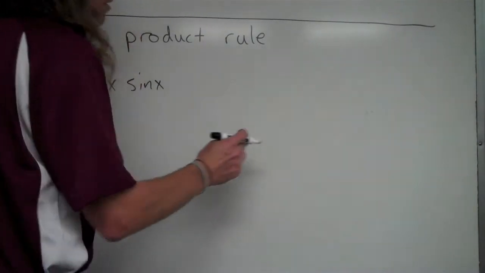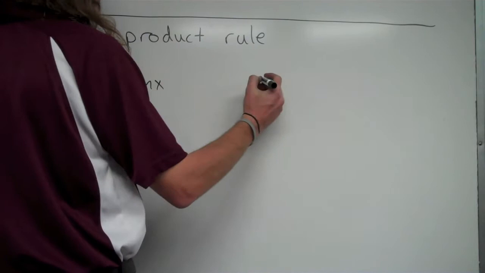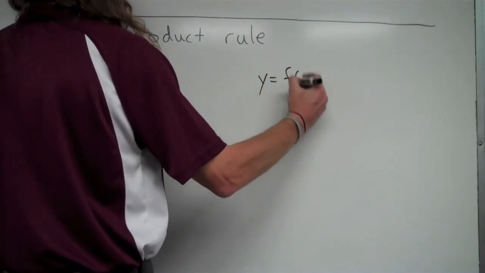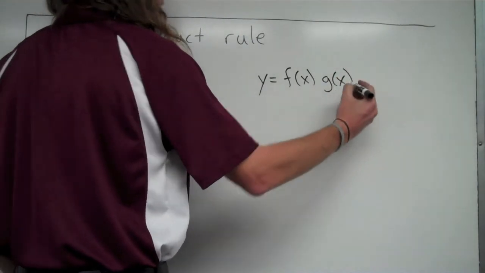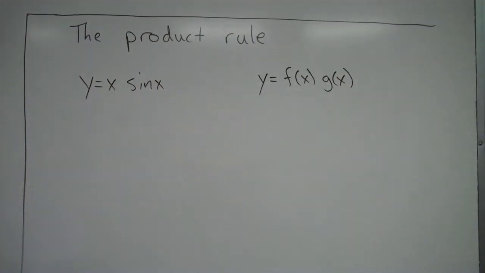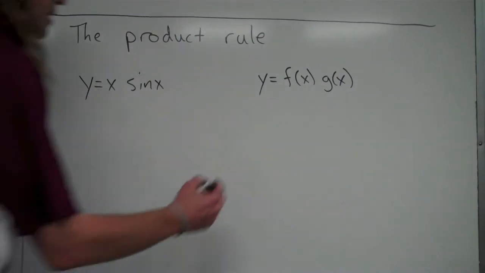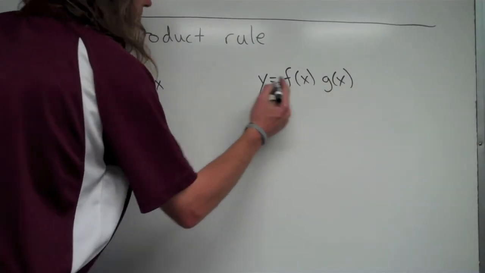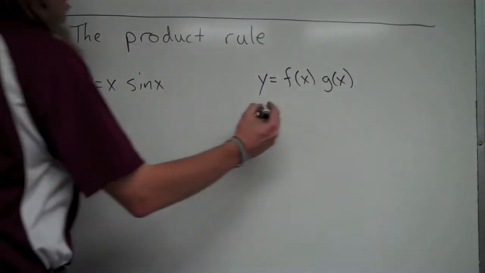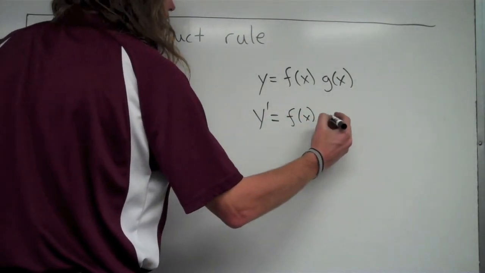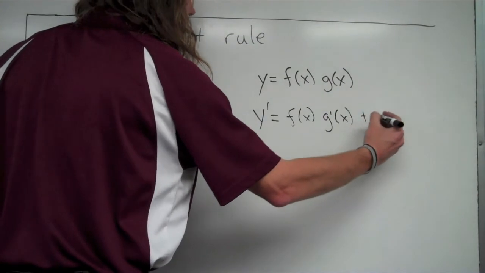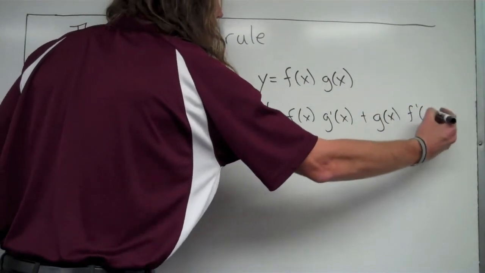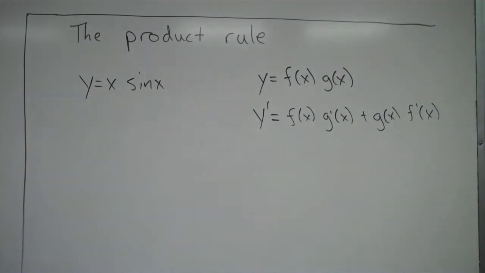So here's the product rule. I'm not going to go through and prove it right here. Maybe in another video at some point I will. For right now, I'll just say the product rule works when you have two functions multiplied by each other, so y equals f of x times g of x, if you generalize things. What the product rule says is that the derivative is f of x times g prime of x plus g of x times f prime of x. That is the rule we are going to use to find the derivative of this function.